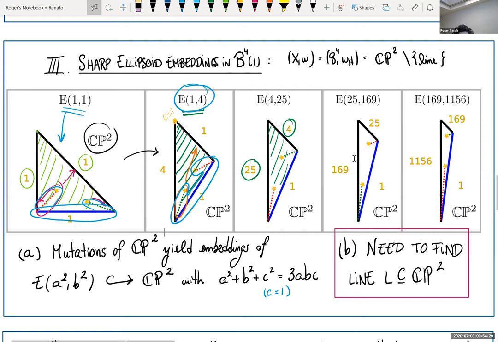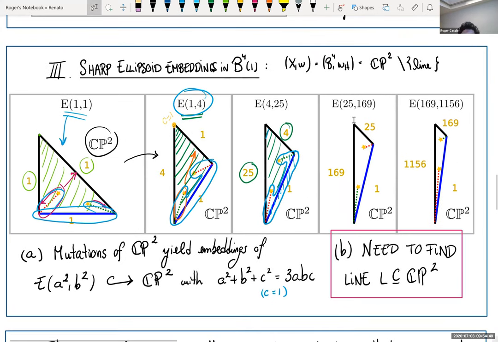Same for the third, same for the fourth, same for the fifth. If I'm trying to build an ellipsoid and I can claim that it's done in a dense way away from a region where I have my line, and I can show that the complement of that line is the same, then I'm done. And that's where the symplectic tropical curves come in.